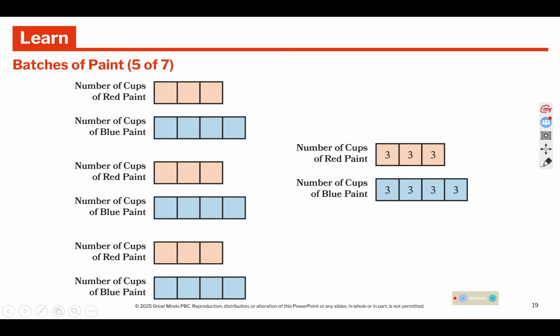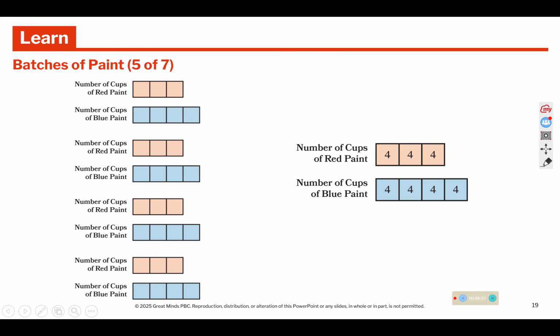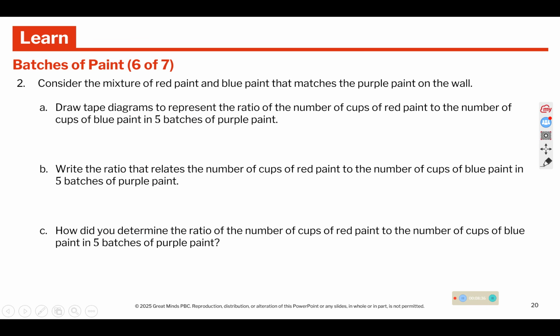If we wanted 3 times as much paint, we have 3, 6, 9 cups of red. Here we'd have 4, 8, 12, or 3, 6, 9, 12 for the blue. So this filling in the box is just a faster way of creating additional tape diagrams. Here it would be with 4, and in our book it asks us about 5.